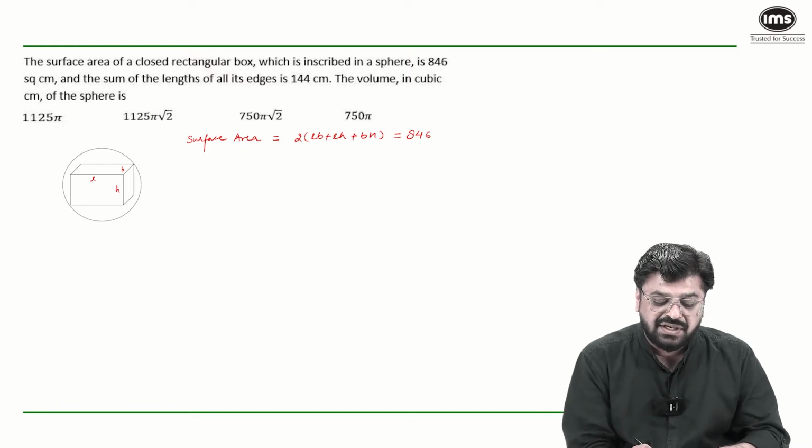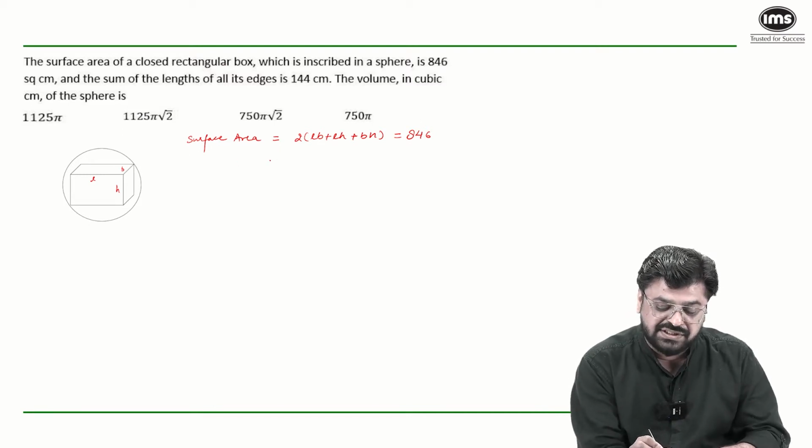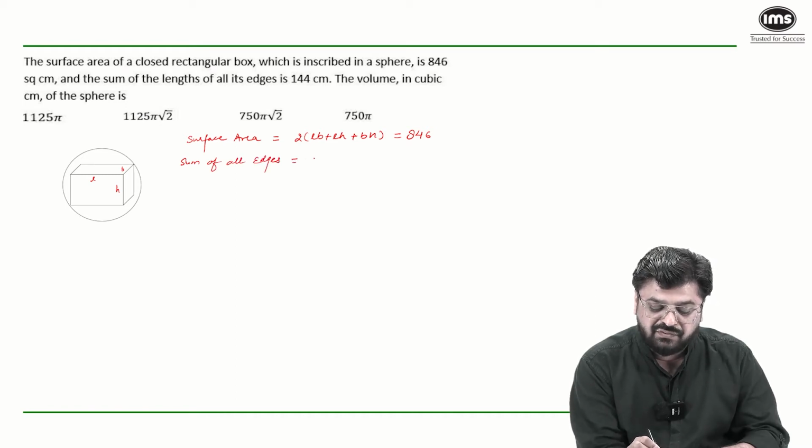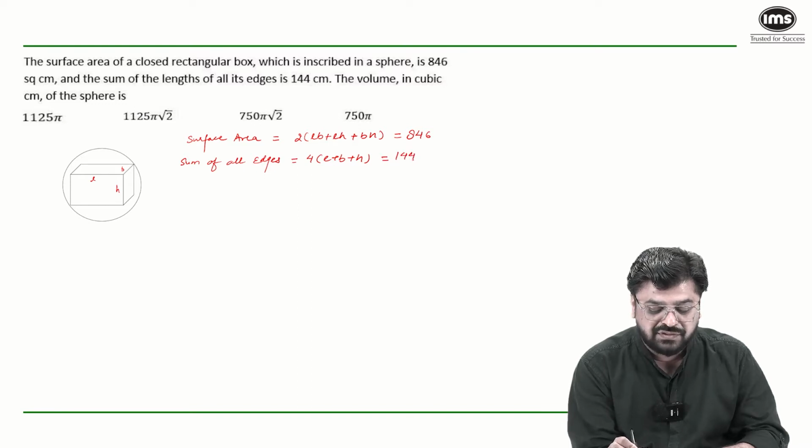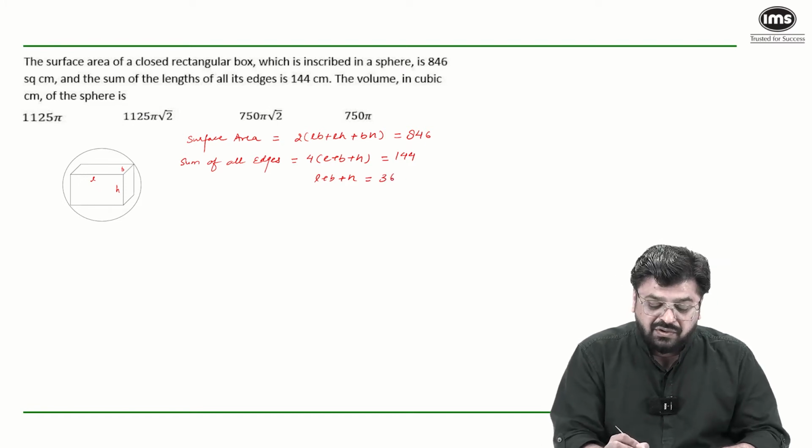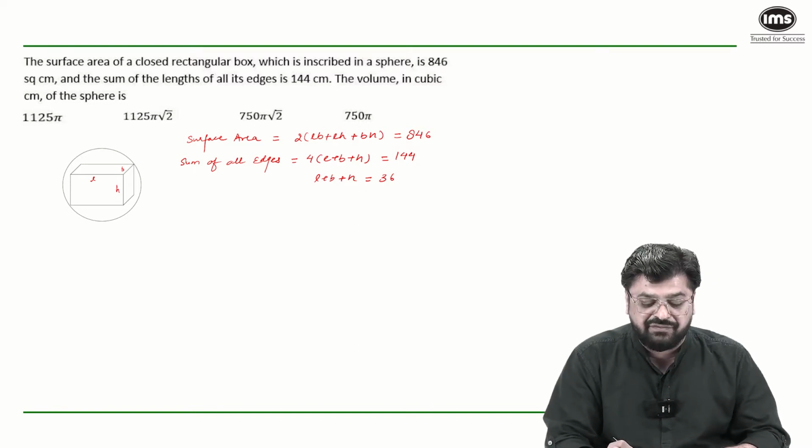846, and the sum of all its edges will be 4 times L plus B plus H, is equal to 144, which means L plus B plus H is equal to 36. Now, we have L plus B plus H, and we have twice of LB plus LH plus BH. We want to calculate the volume of the sphere.